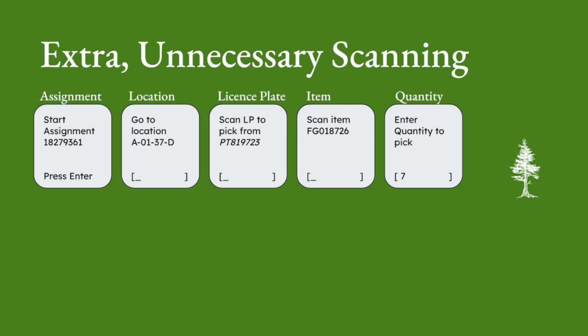In looking at this, it might not be clear where these unnecessary steps are. But when you think about what each step is doing, you might see something that we can cut out in the middle. For example, when I scan my license plate, that LP can only exist at one place in my facility. So that confirms my travel by performing that step without having to scan the location itself.